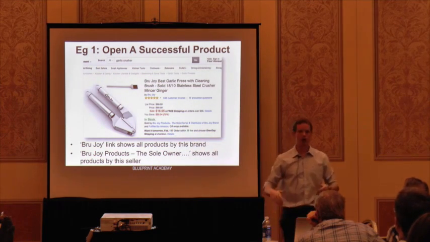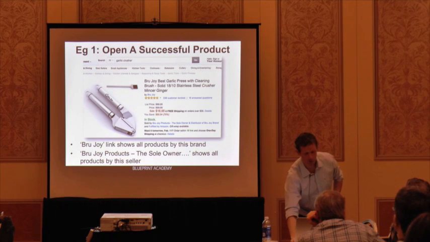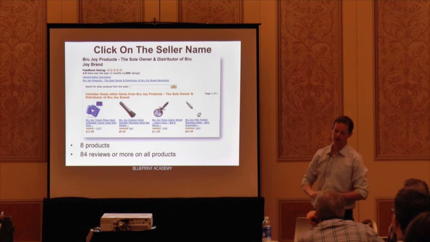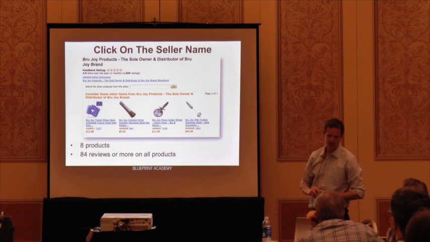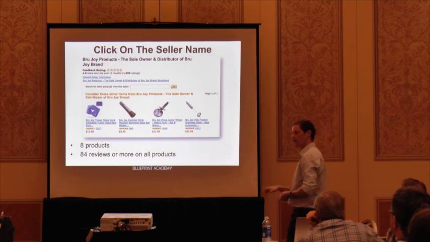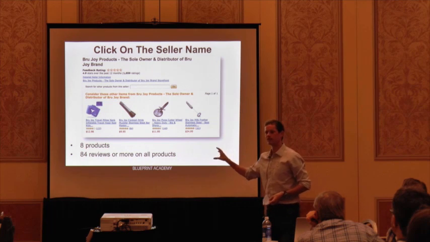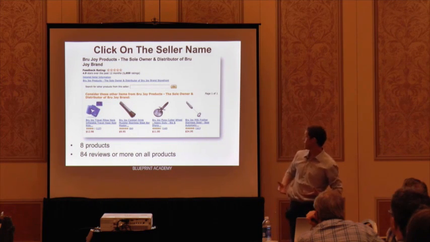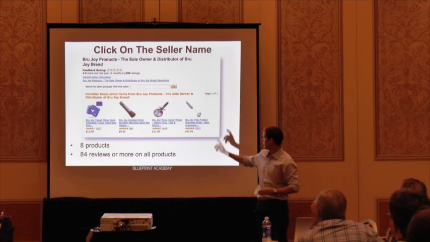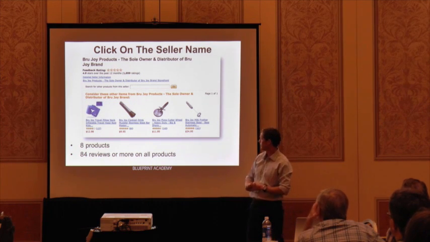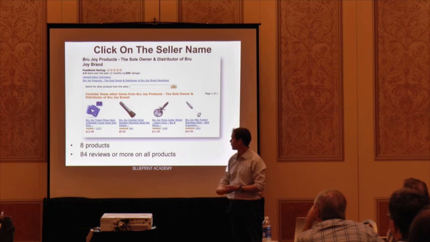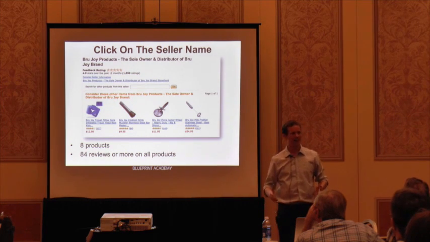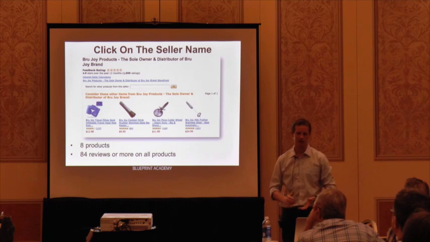If I then dive deeper and see what else that person is selling, we can see that they've got 8 different products, and they've got 84 reviews or more on every single product that they've launched. So they've got 8 products, and they've all got a significant number of reviews. They've got things like a milk frother, pizza cutter, cocktail drink muddler, travel pillow. I mean, these are all classic products that you can sell and make a lot of money with.